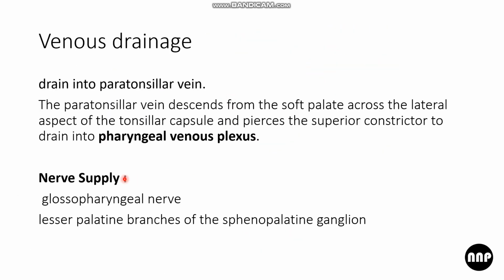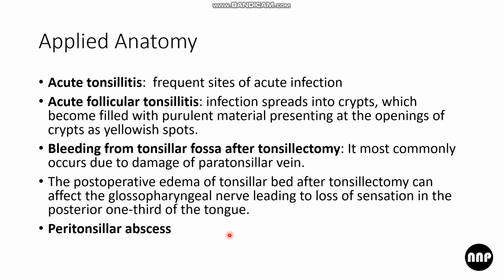Nerve supply. Here the question has not asked for nerve supply, but it is better to know it. So the glossopharyngeal nerve and the lesser palatine branches of the sphenopalatine ganglion are the two nerve supplies for the palatine tonsils. Coming to the applied anatomy, very easy.